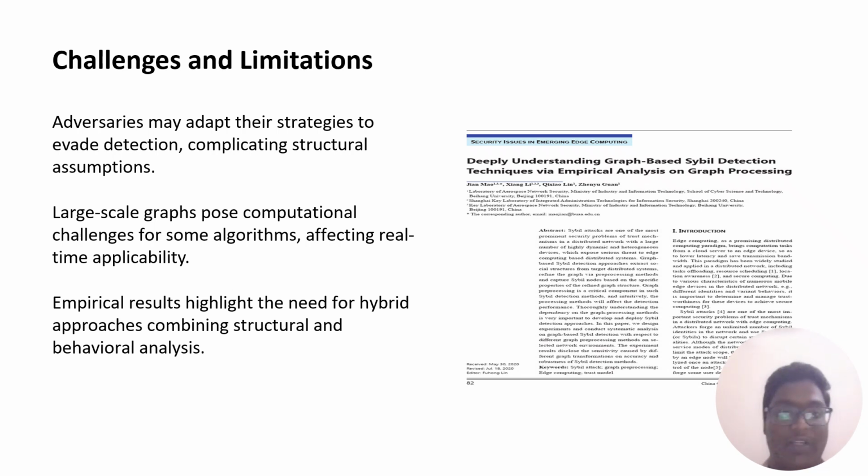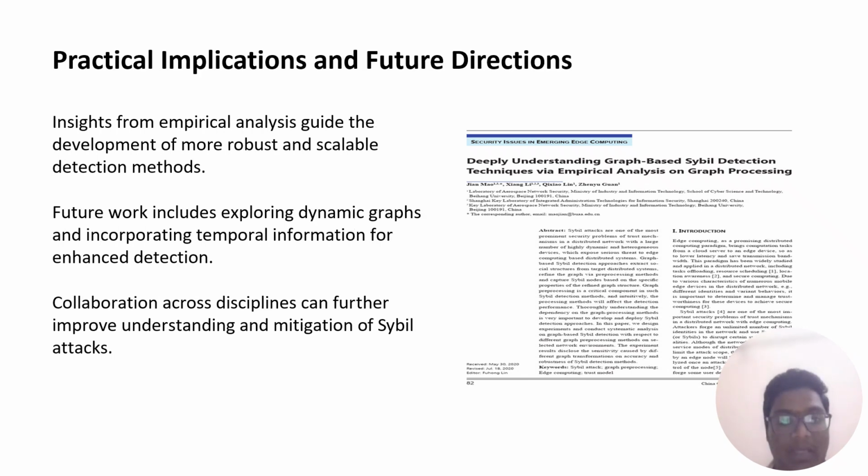Adversaries may adapt their strategies to avoid detection, complicating structural assumptions. Large-scale graphs pose computational challenges for some algorithms, affecting real-time applicability. Empirical results highlight the need for hybrid approaches combining structural and behavior analysis.